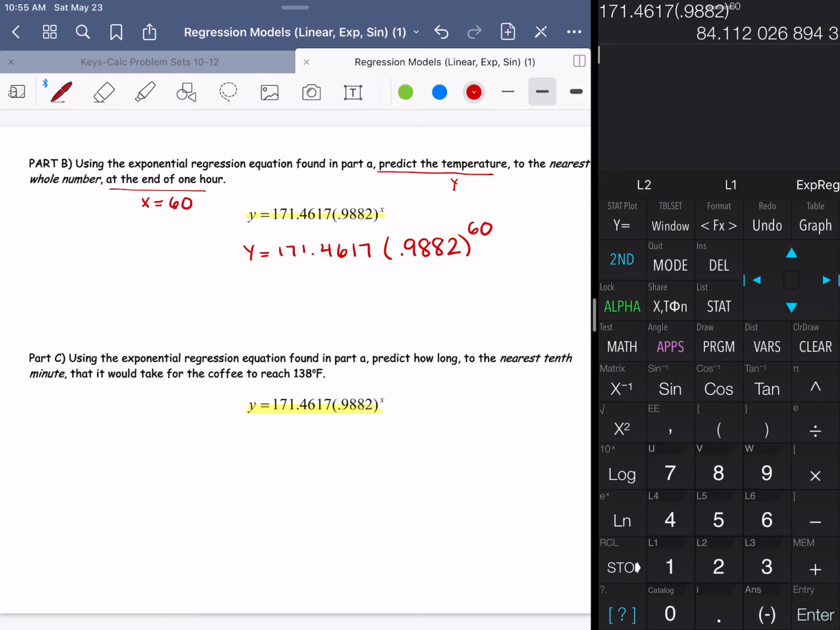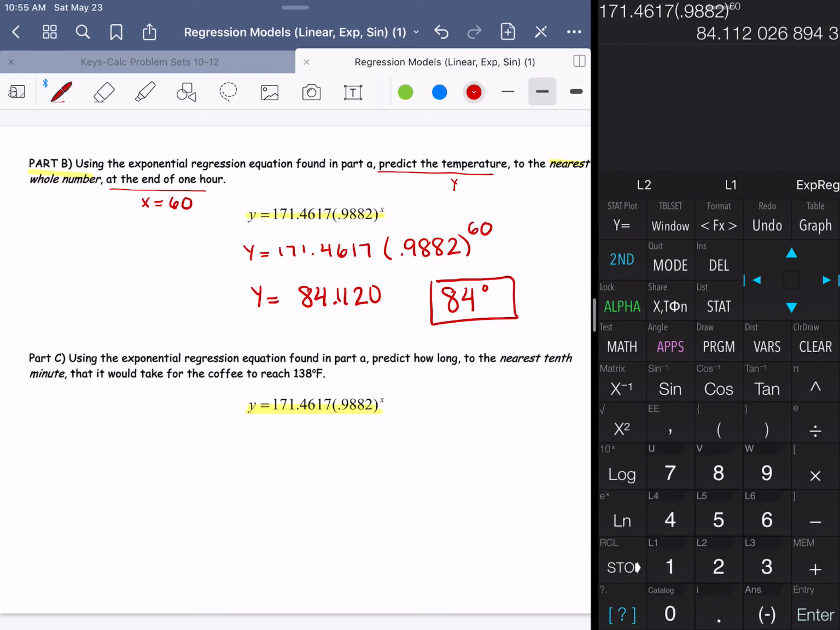Okay, so we get y equals 84.1120. It does say to round your answer to the nearest whole number. So if we rounded it, we get approximately 84 degrees. That is my final answer.